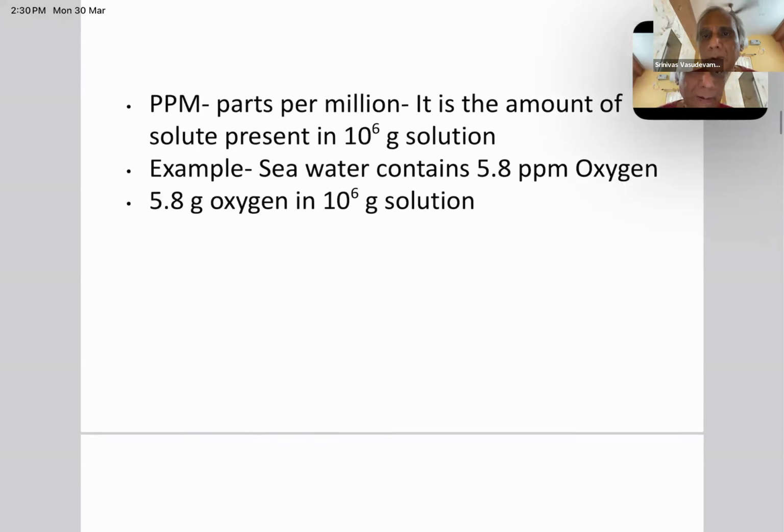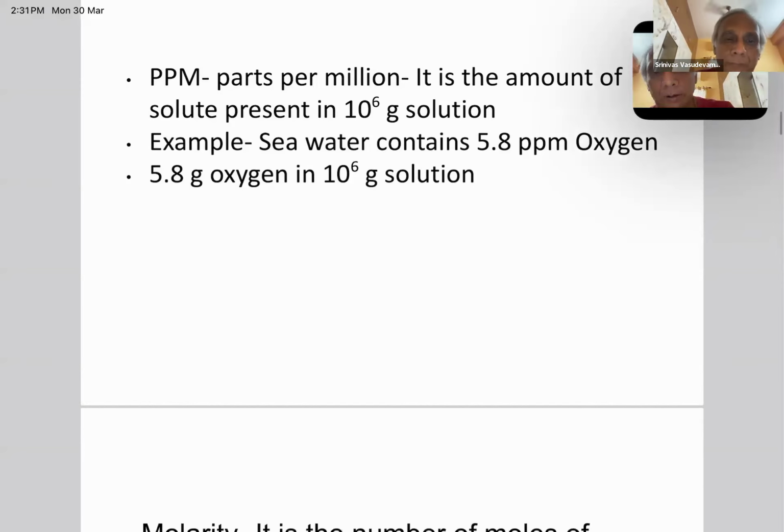Part per million. It is normally used when a gas is dissolved in a solvent to give a solution because solubility of a gas in a solvent is very less here. It is the amount of solute present in 10 power 6 gram solution. Seawater contains 5.8 part per million oxygen. That means if I take 10 power 6 gram solution of seawater, it will have 5.8 gram of oxygen.